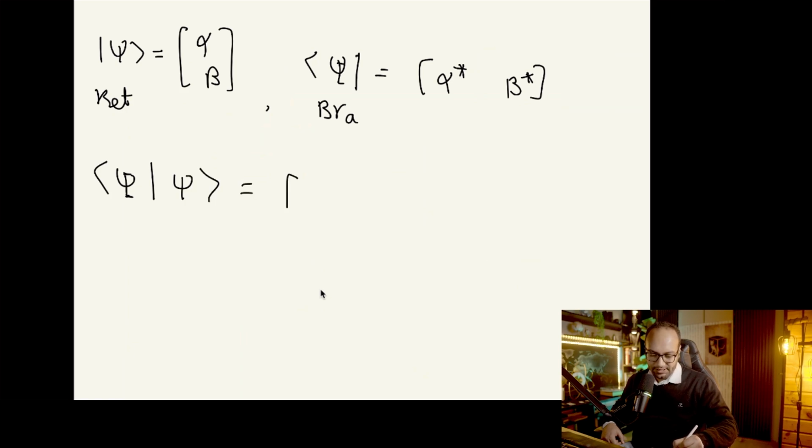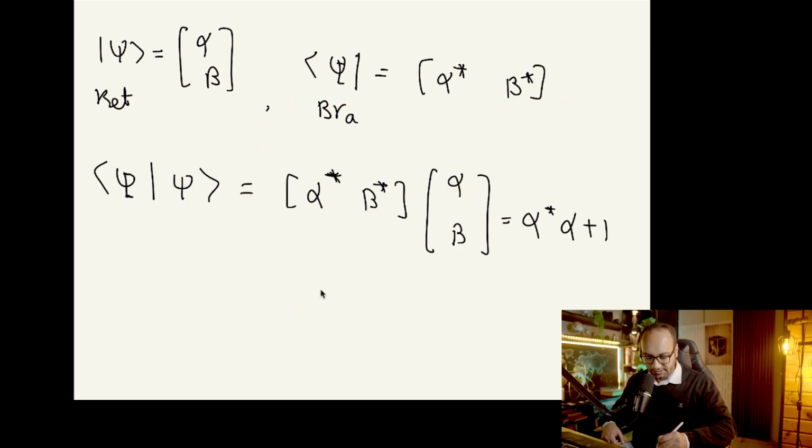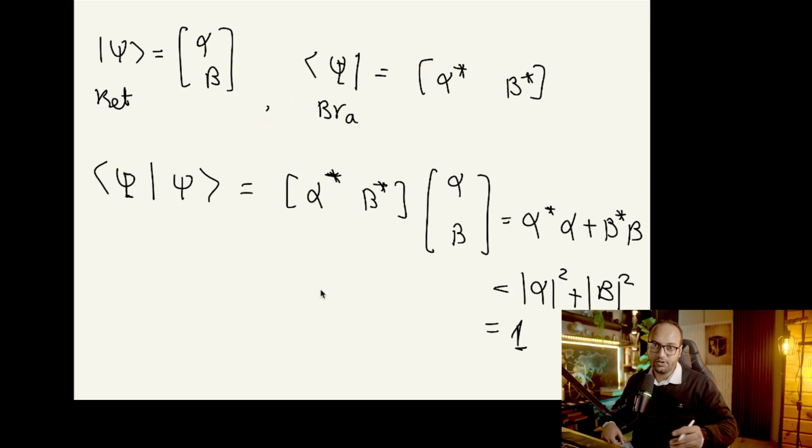This would mean that we have the pseudo vector of the bra of psi, which is alpha star and beta star. It is multiplied by the column vector, which is alpha and beta. And together we get alpha star alpha plus beta star beta. And this will give us alpha squared plus beta squared. And this should equal 1 if the state is normalized. If the state is not normalized, then you have to normalize it.